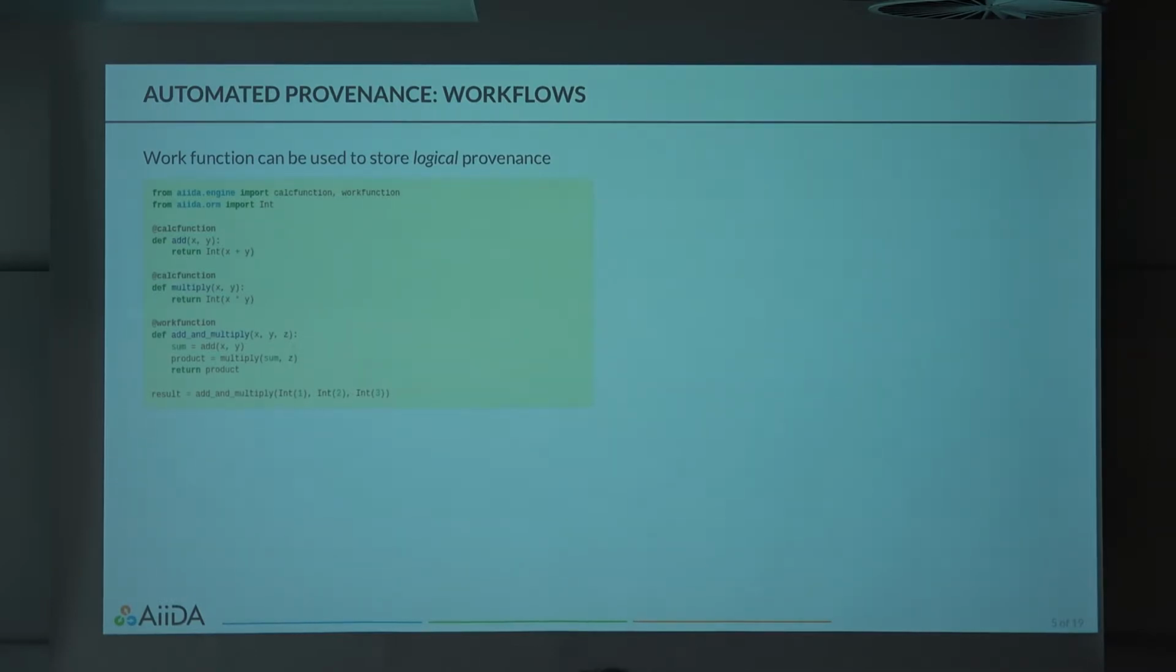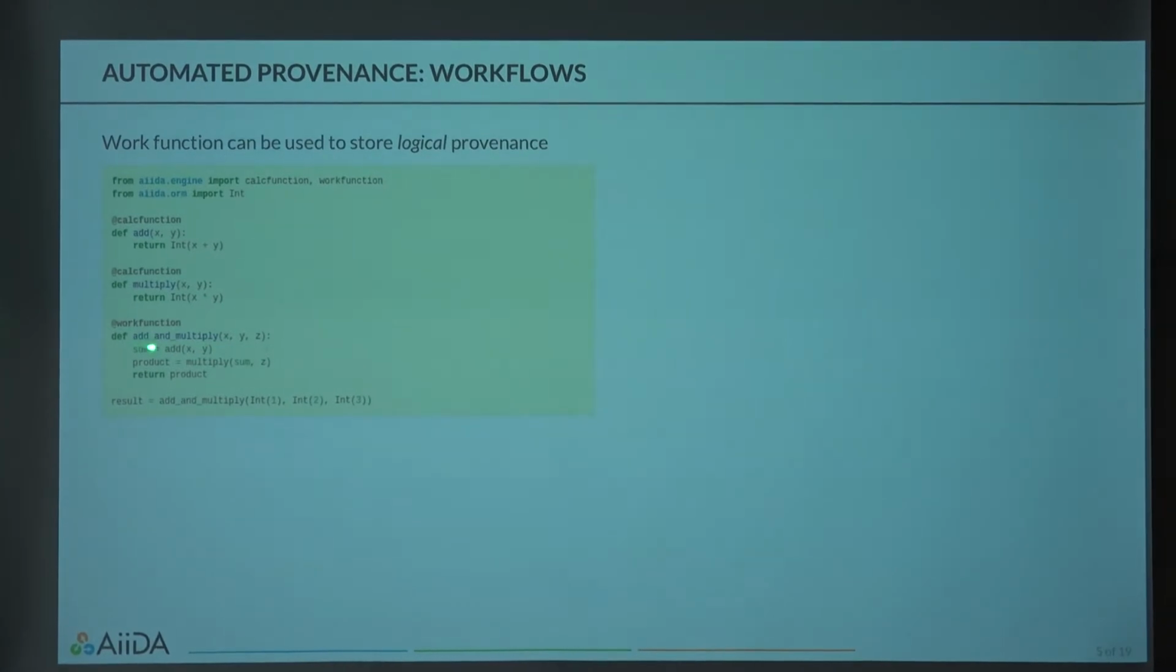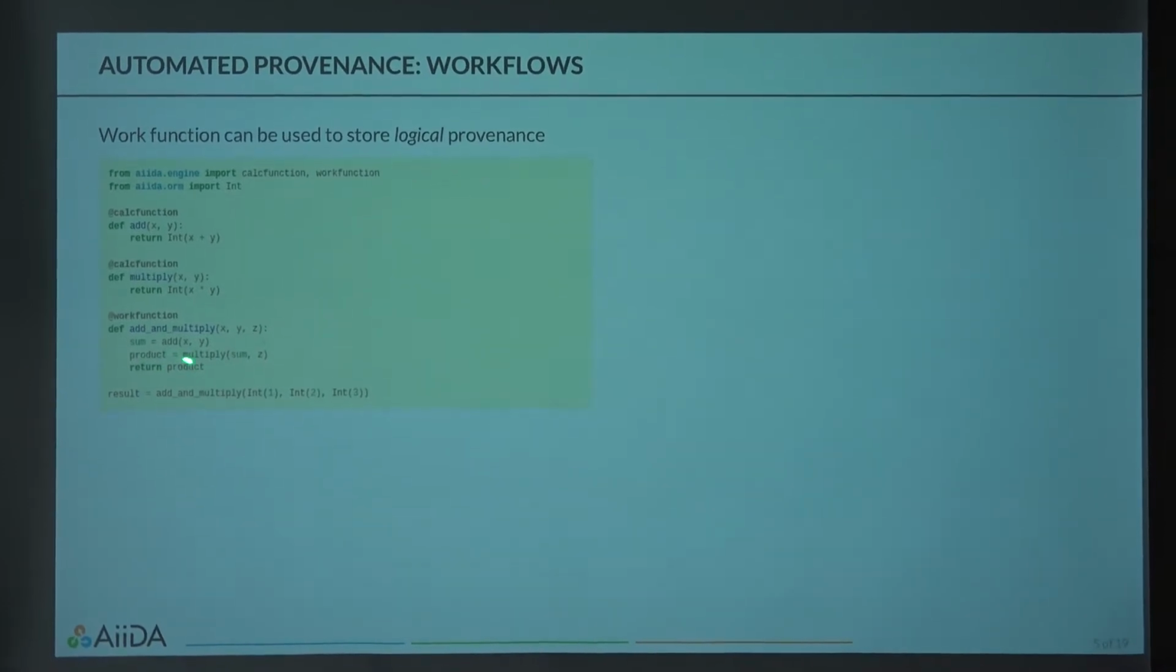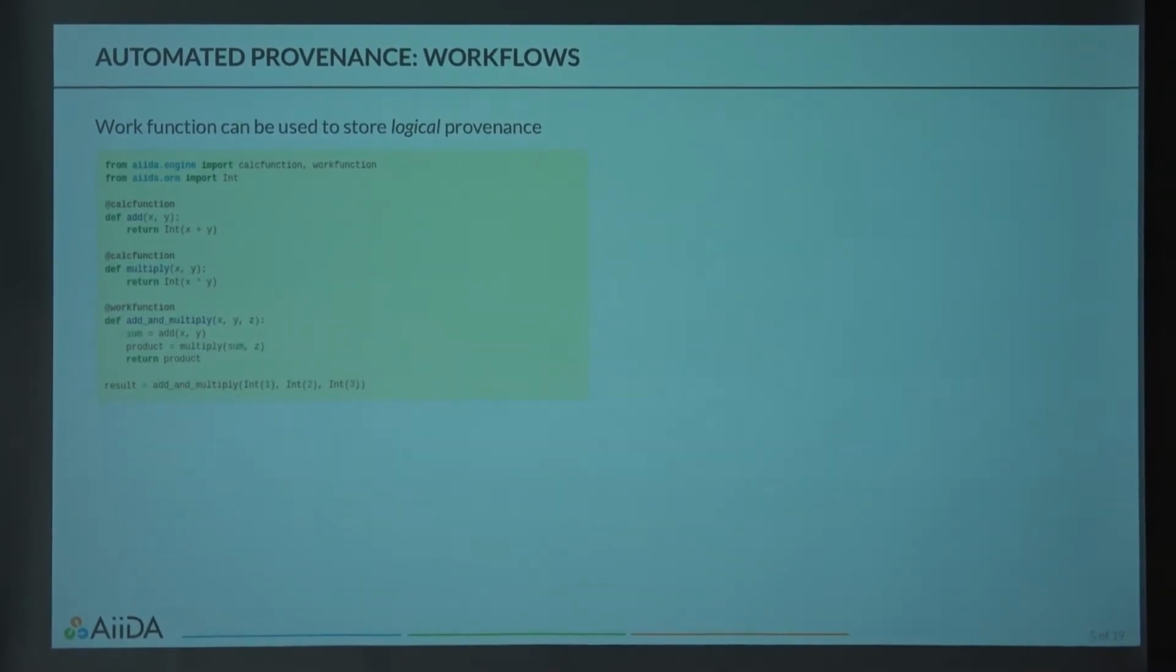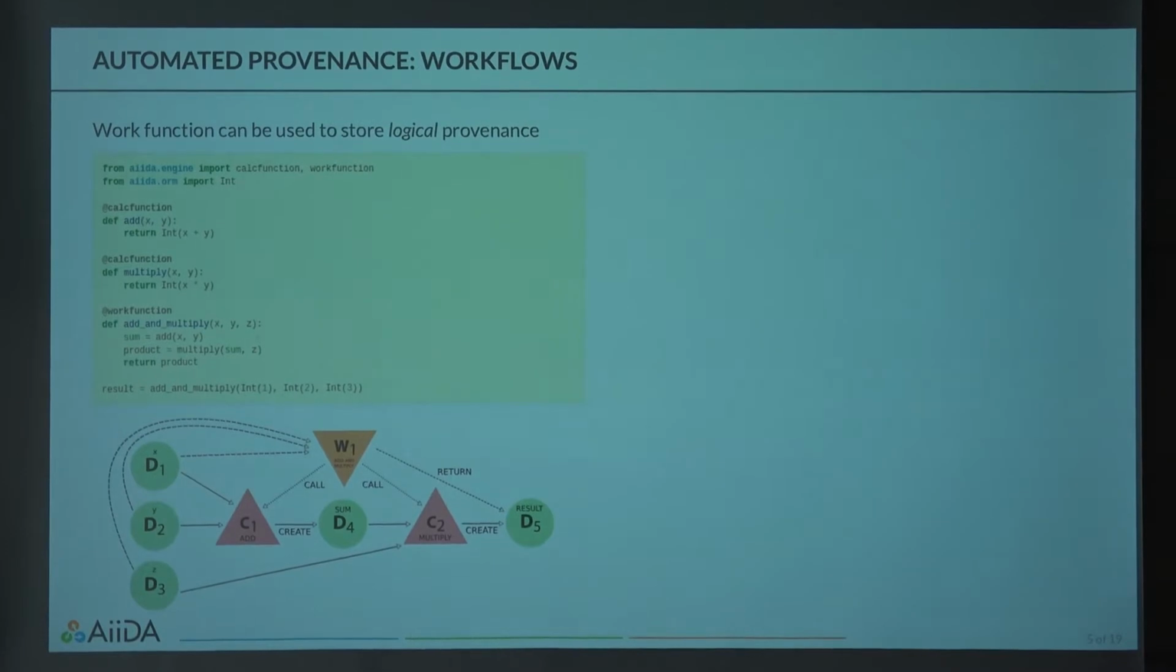So let's imagine the exact same problem. So we want to add two numbers and then multiply by a third. So again, here we have our calc functions that we wrote before. And now we write a work function that captures that we first are going to call the add function to get the sum, and subsequently use that result to call the multiply, and finally to get the product, and then we return the product as a result. Calling it is now simple, it's just only one function. We only call the work function. And the provenance that is generated is the following.